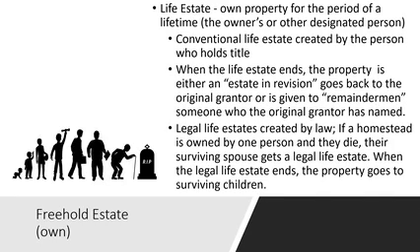The other freehold estate is a life estate. Property is owned for the period of a lifetime, the owner's or some other designated person's. A conventional life estate is created by a person who holds title. When the life estate ends, the property is either an estate in reversion, where it goes back to the original grantor, or is given to a remainderman, someone who the original grantor has named.